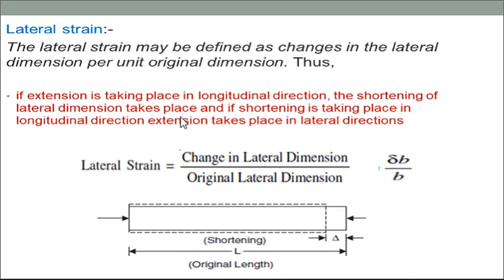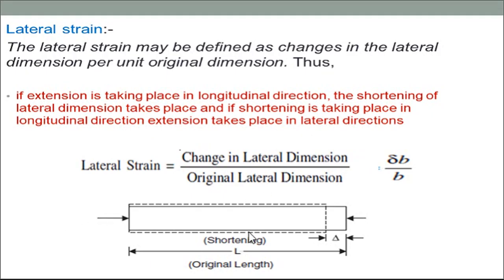So if extension takes place in the longitudinal direction, shortening of the lateral dimension takes place, and if shortening takes place in the longitudinal direction, extension takes place in the lateral direction. So that is the exactly opposite nature. When extension takes place in longitudinal, shortening of the lateral dimension occurs, and if shortening takes place in longitudinal direction, extension takes place in lateral direction.